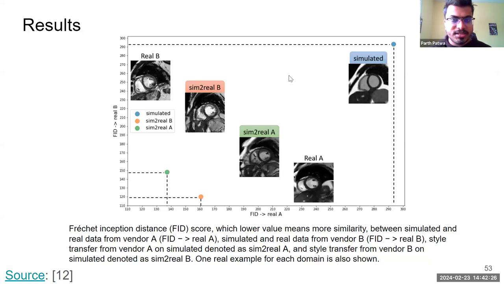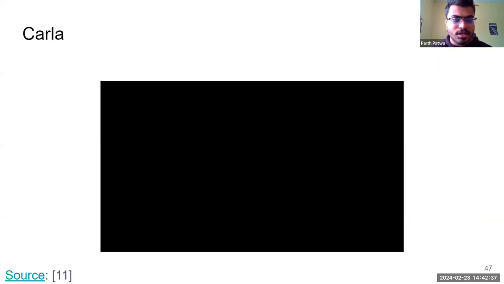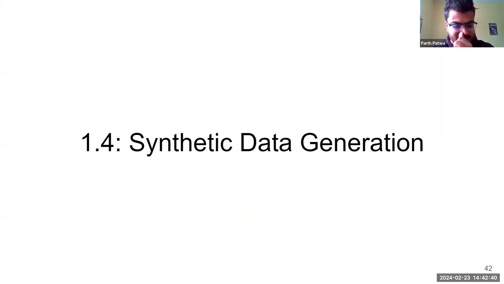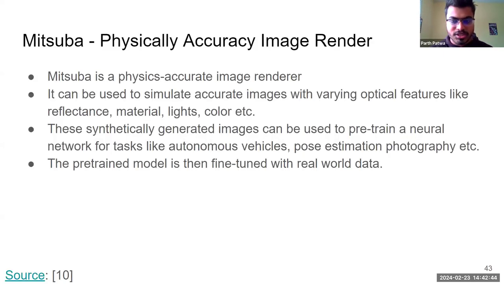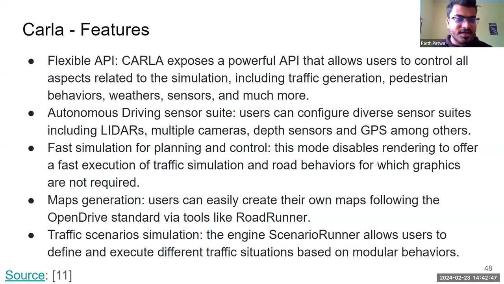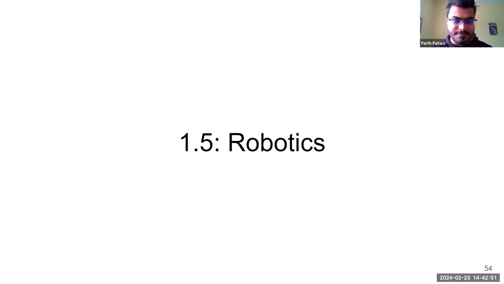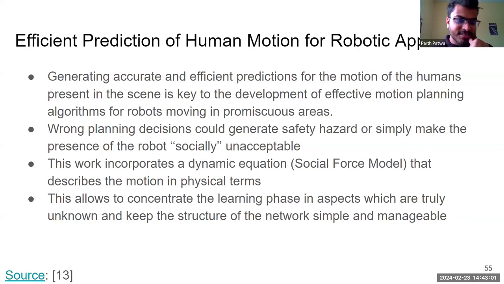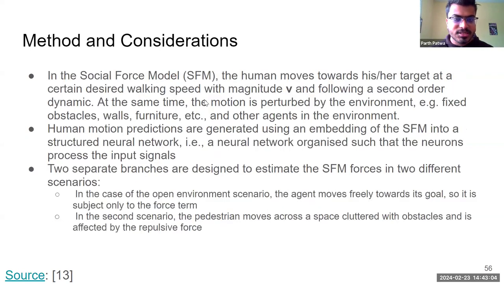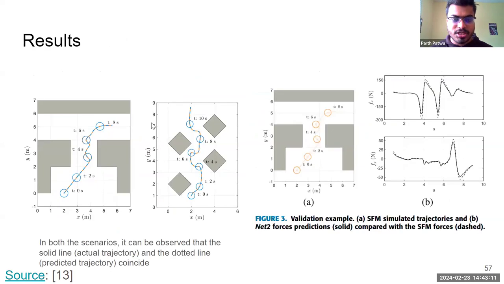And here we see that the simulated data is much better than the previous methods. So just to recap, synthetic data generation is a very vast use case of physics-based models, and it significantly helps train neural network models better. So in the interest of time, I'll quickly go over the other use cases. In robotics, it is used to predict the motion of humans. And very similar, the paper is incorporating physics-based models to get accurate estimation of how a human moves.